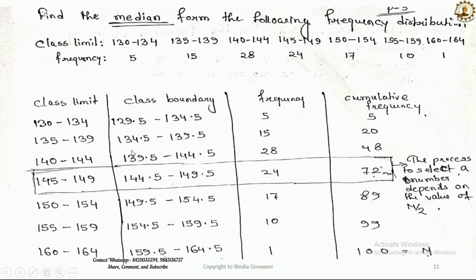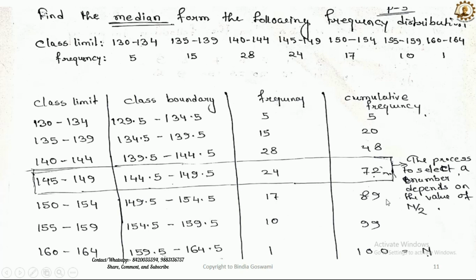And for the next part also, we easily see that 0.5 is subtracted from the lower limit and 0.5 is added to the upper limit, and then we eliminate the gap. So 129.5 and 134.5, and also 134.5 to 139.5, and the frequency is given.